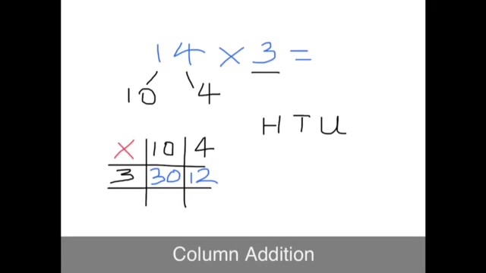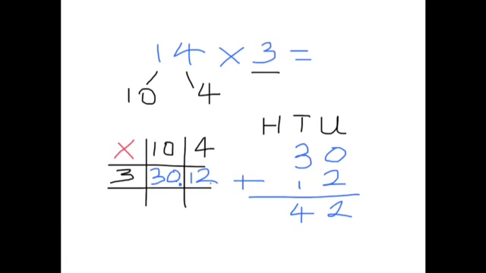Using column addition, we use these two answers, placing them carefully in the correct column and placing a dot in the corner to know that we have used those numbers. This will give us our final answer, 42, which we place at the top. So 14 multiplied by 3 gives us 42.